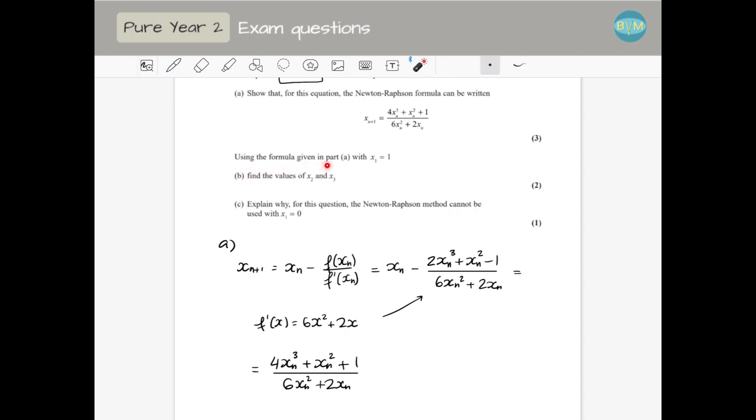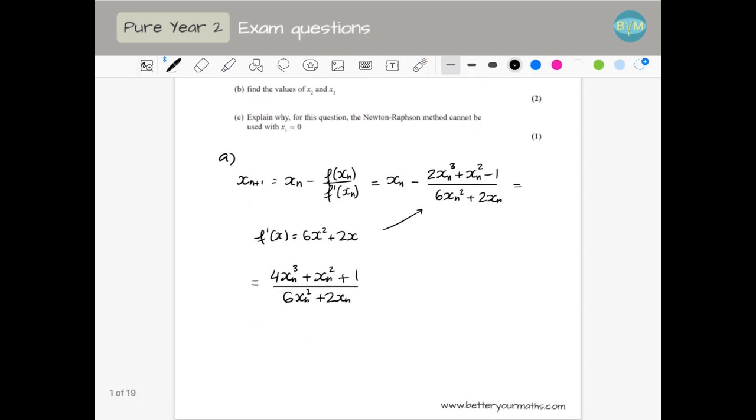Then for part B, it says using the formula with x_1 equals 1, we have to find x_2 and x_3. So starting with x_1 equals 1, we are going to substitute to find x_2 and x_3. x_2 is going to be, for x_1 which is 1, 4 times 1 cubed plus 1 squared plus 1, divided by 6 times 1 squared plus 2 times 1. And this is 3/4. So that's the value of x_2.